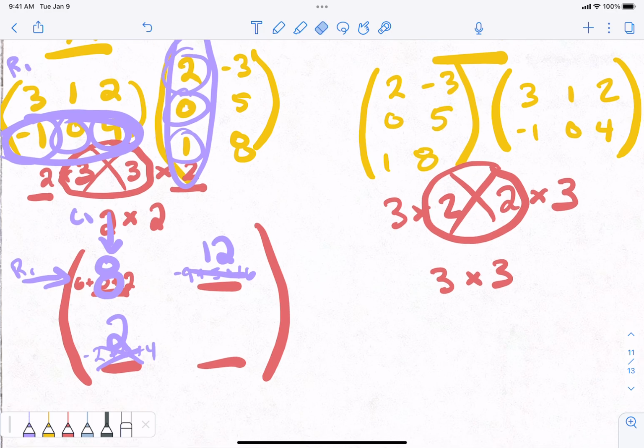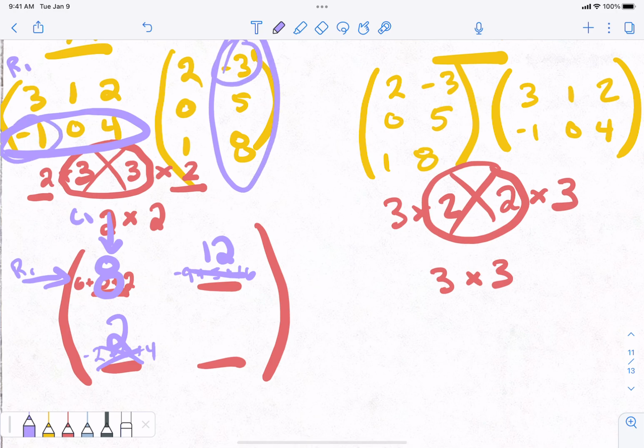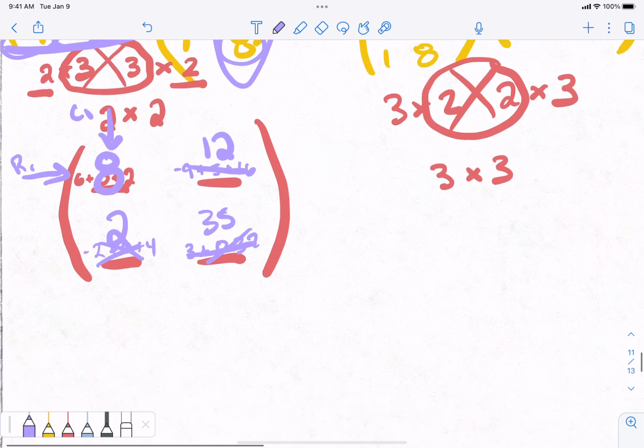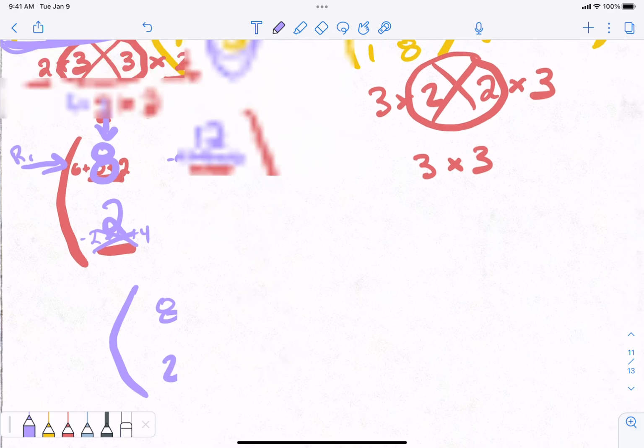Okay, then I take the last one. See, this is kind of a lot of work, but it's like brainless work. I take row 2 times column 2. Negative 1 times negative 3 is 3, plus 0 times 5 is 0. I lie. Plus 4 times 8, which is 32, so that last cell is 35. Okay, so finally, if you want to write it nicer, 8, 12, 2, 35, that is A times B.